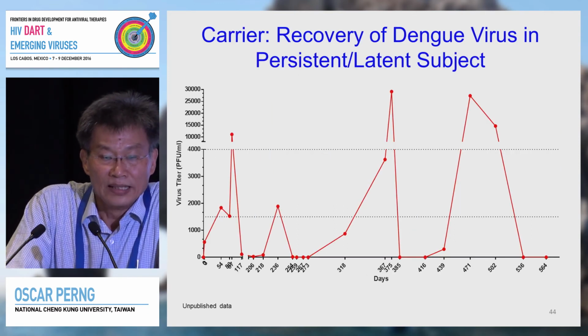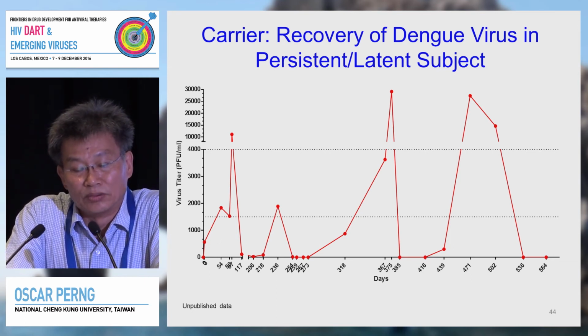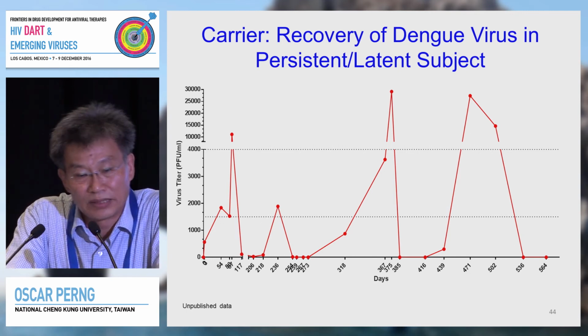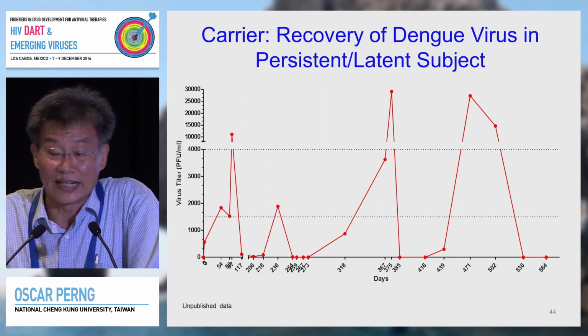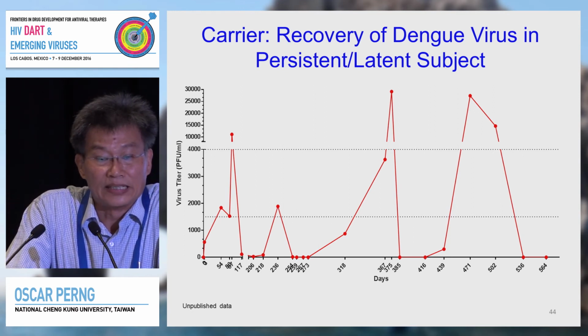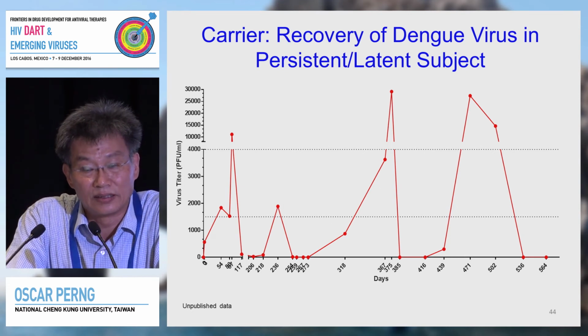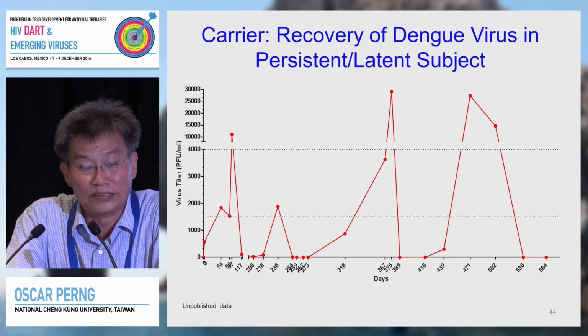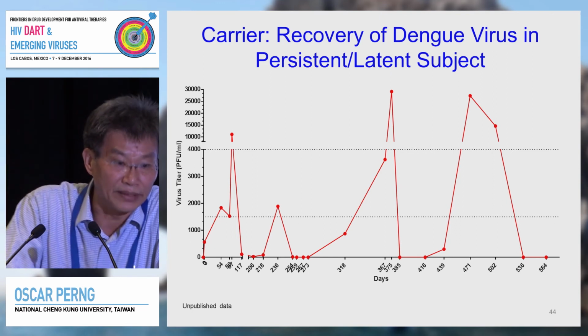So this is the dengue 2 subject, this healthy subject we followed for a long, long time. Right now it's 900 days, and we can see the virus can be discovered in his blood about 4 major times. Okay, the virus can hide and come back, and hide and come back.